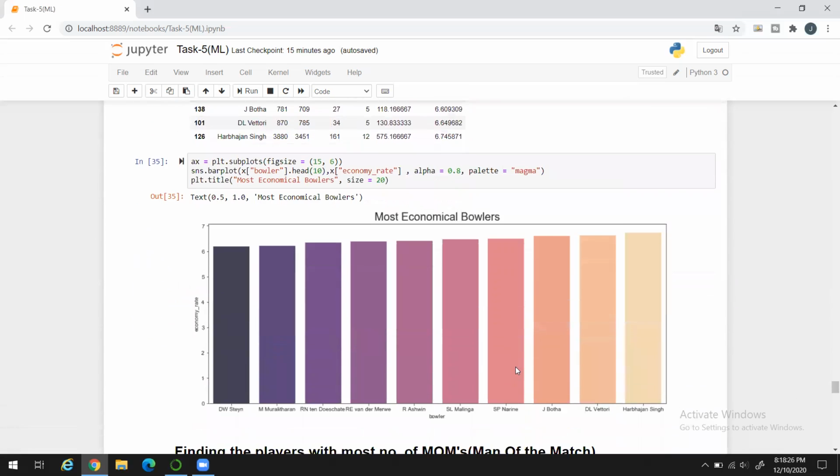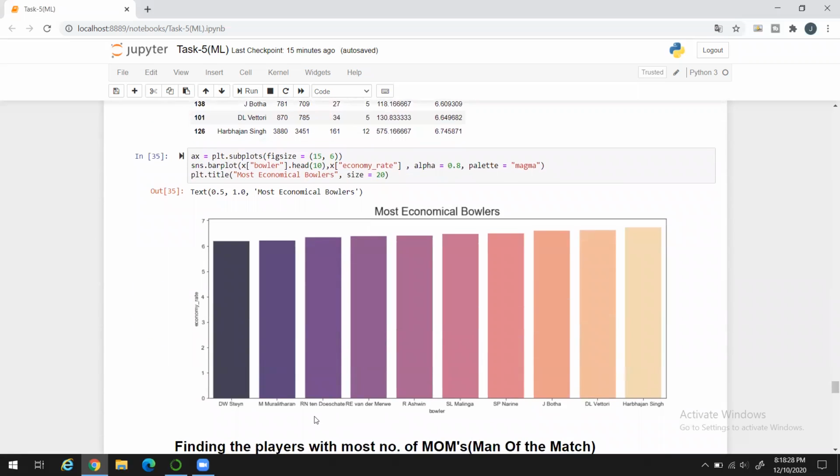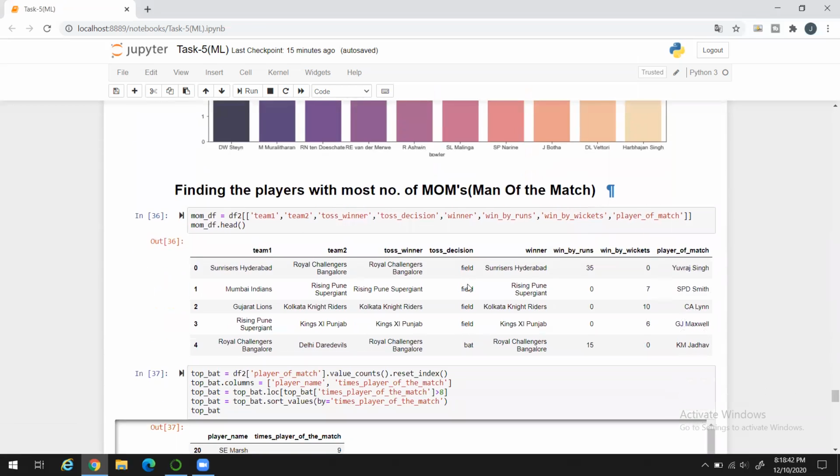Now you can observe the same bar graph, whichever we saw, as economy rate. If the economy rate is low, then the bowler is considered the best bowler. So this will be in ascending order, unlike all other graphs.